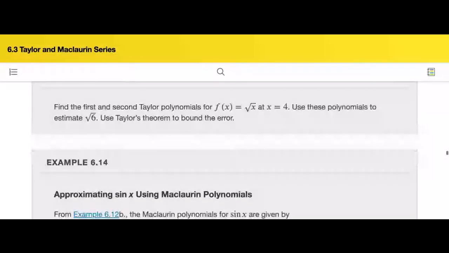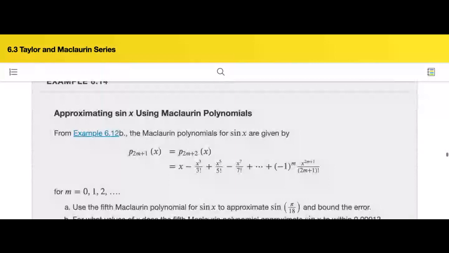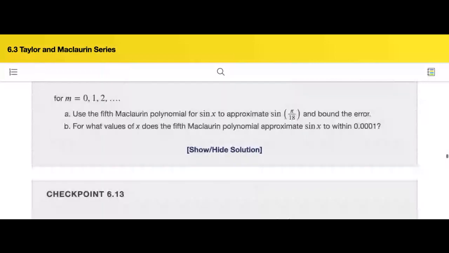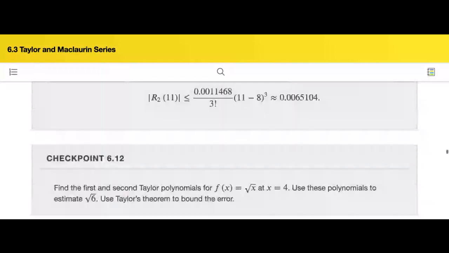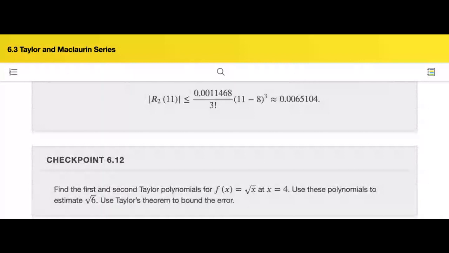So I won't be able to talk about the next example, so we will talk about it next time. Next week, it's our spring break.